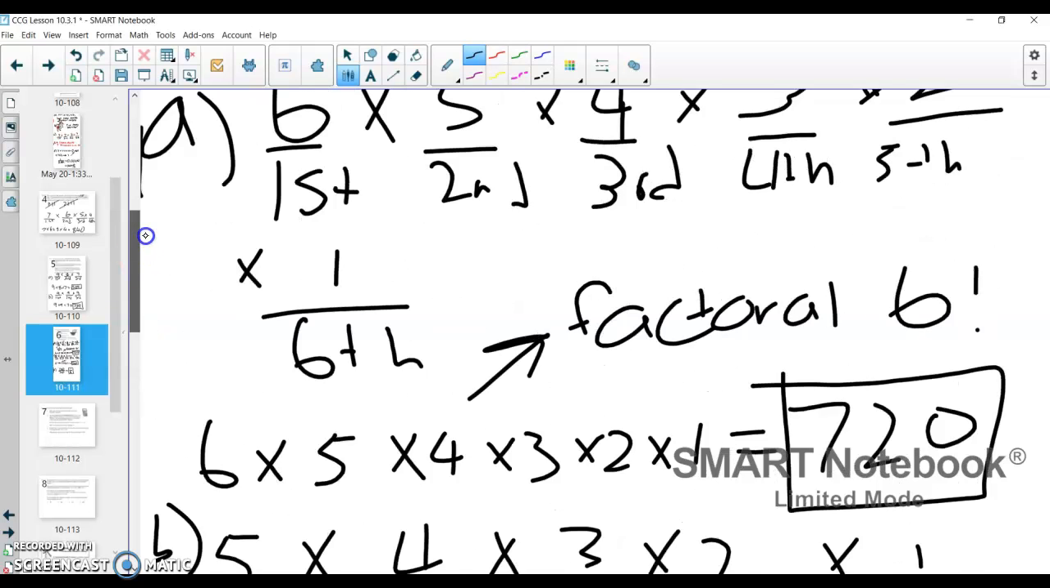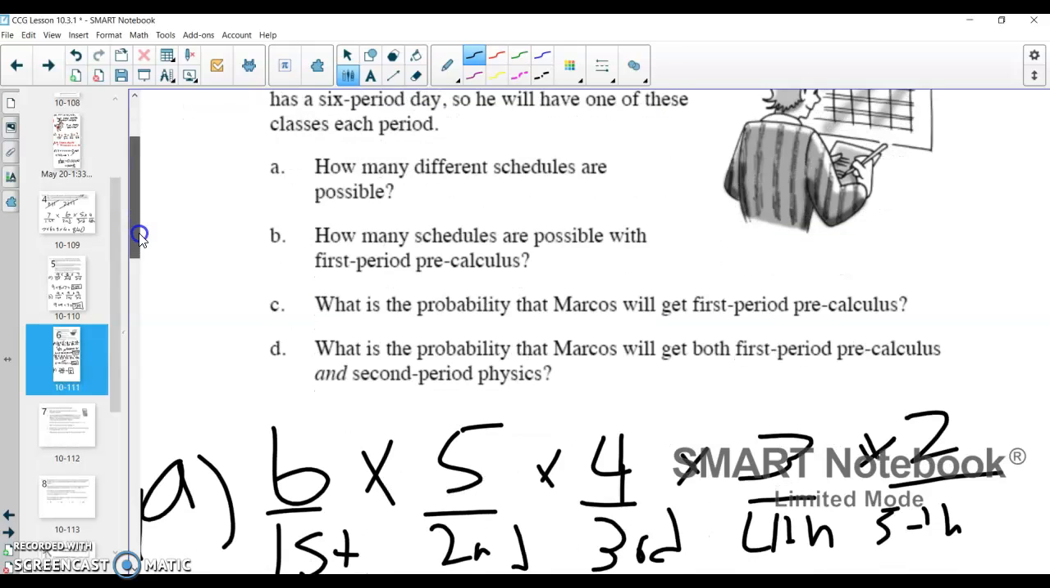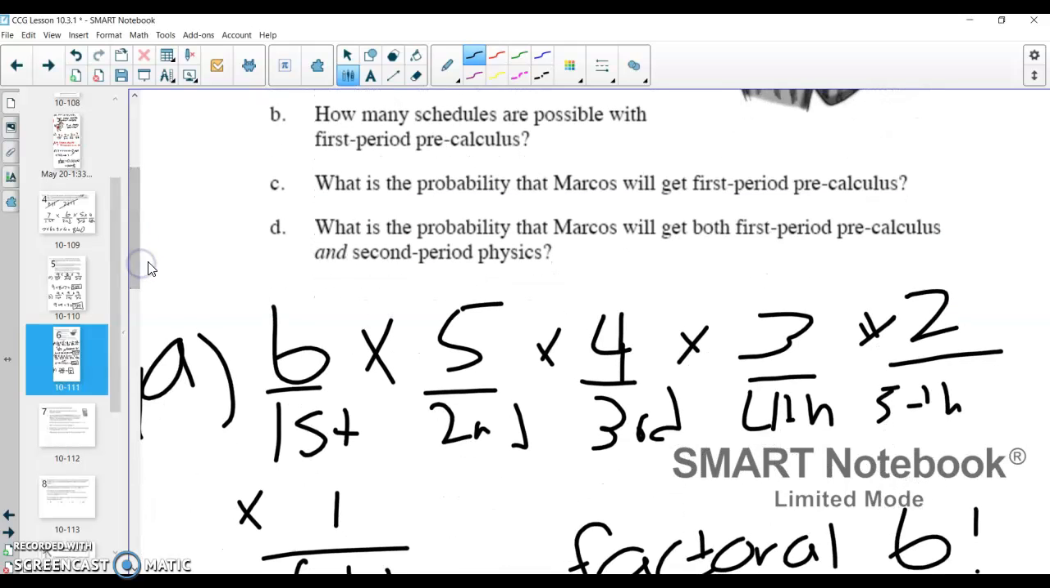Now, I'm not for sure on this, but I think there might be some kind of correlation between their 6 classes. One of the classes is pre-calculus, and so there's a 1 in 6 chance that it ends up that way. I'm not 100% sure about that, but that's what I'm kind of going with here. I can think about that some more, but to keep going here.